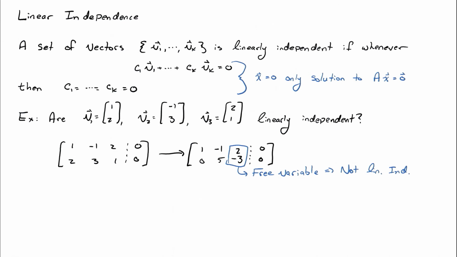We have 3 vectors in 2 dimensions. That's too many vectors. In general, if you have k vectors in Rn, they are linearly dependent if k is larger than n. Notice this doesn't say anything if k is less than or equal to n. Be careful with that.